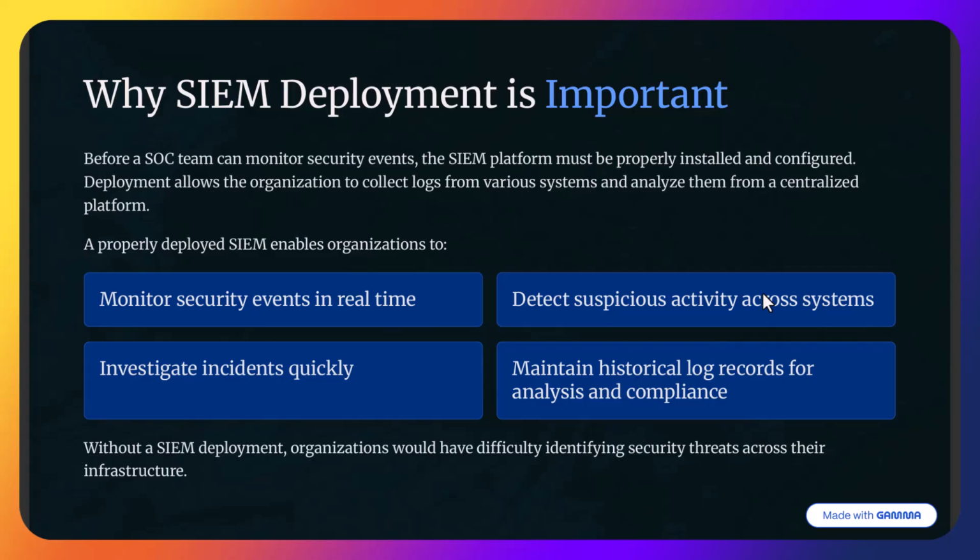Now, when an incident occurs, analysts can use the SIEM platform to search historical logs and identify what happened. This helps answer questions such as which user accessed a system, which IP address initiated a connection, and when did the suspicious activity occur. Okay? And the last on the list is to maintain historical log records.